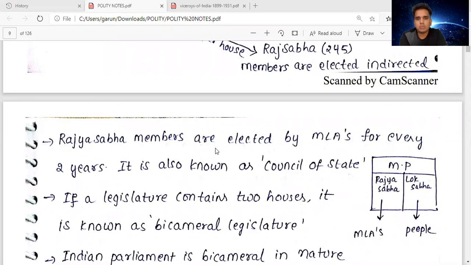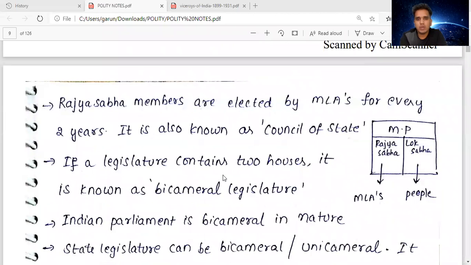So Rajya Sabha members are elected by MLAs. इनका इलेक्शन MLAs के द्वारा होता है. If we are not focusing on the population criteria, okay, those states like Goa and Sikkim are basically focusing on not increasing the population. They are focusing that they should not increase the population. That's why they are cooperating in the development of the country. But they are not getting good representation in the Lok Sabha.